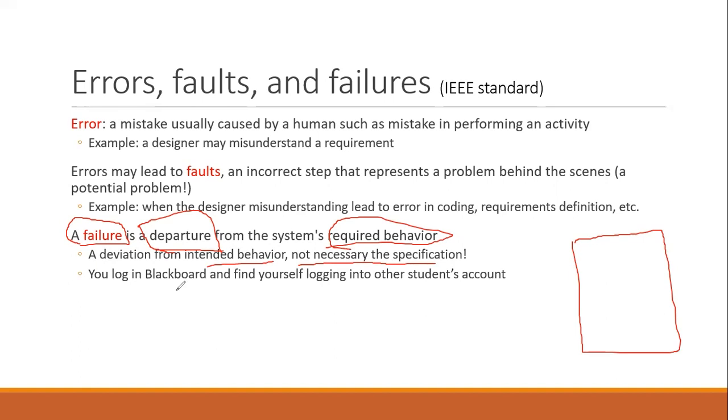You log in to Blackboard and find you're logging into another student's account. You enter your ID and your password, and instead of your own account, it's showing another student's account. You'd say, what's the problem? This is called a deviation from intended behavior to a different behavior. It is not a problem of specification. It is something very serious. The system has now failed.